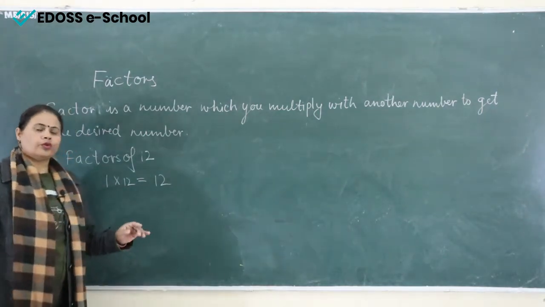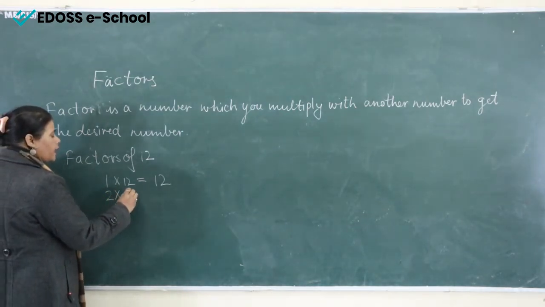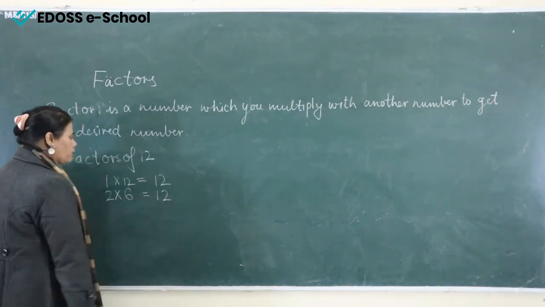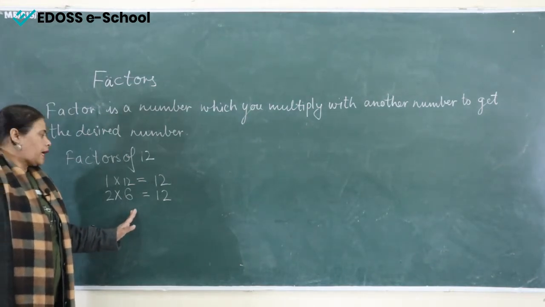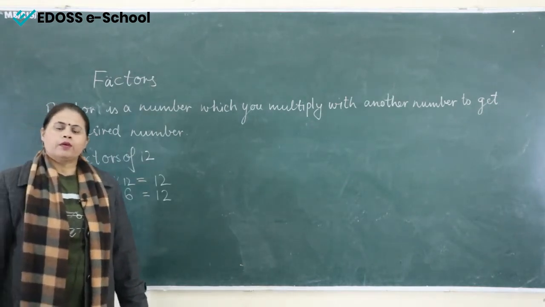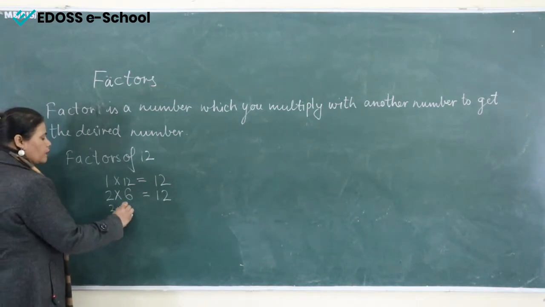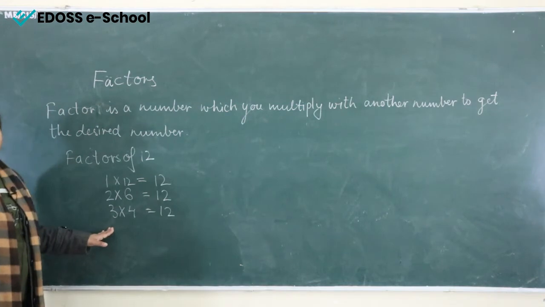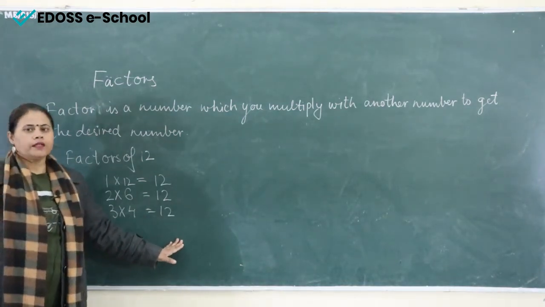In the table of 2, you know that 12 also comes. So 2 is a number which we multiply with another number, 6, and my desired number is 12. So the second factor is 2, which is multiplied with 6 to get 12. Now the next number is 3. In the table of 3, 12 will come. Yes, so you take 3 here and 3 multiplied by 4 is equal to 12. Again, 3 is the number which we multiply with another number, 4, and we get the desired number 12.